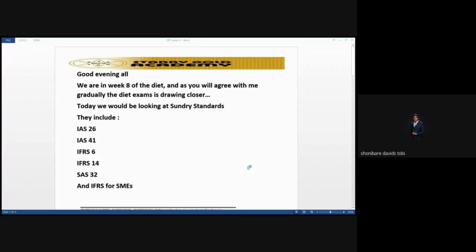I don't want to dwell much on this because in recent times, this is one area that they have not really tested questions on. As a matter of fact, this current syllabus started in 2019, and they've tested only one standard here in everything we're looking at, which is IAS 41 Agriculture. But the fact that they've tested only one does not mean we should throw it away.